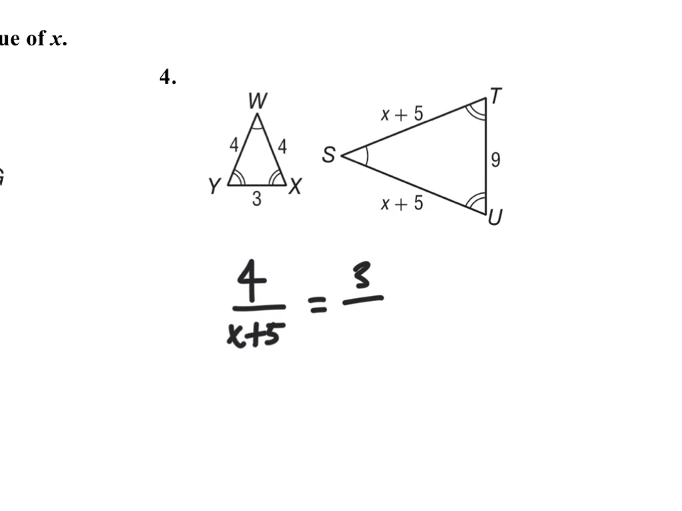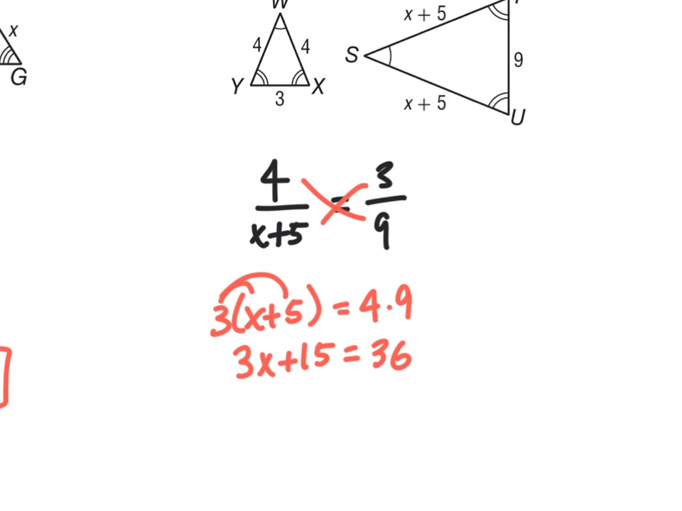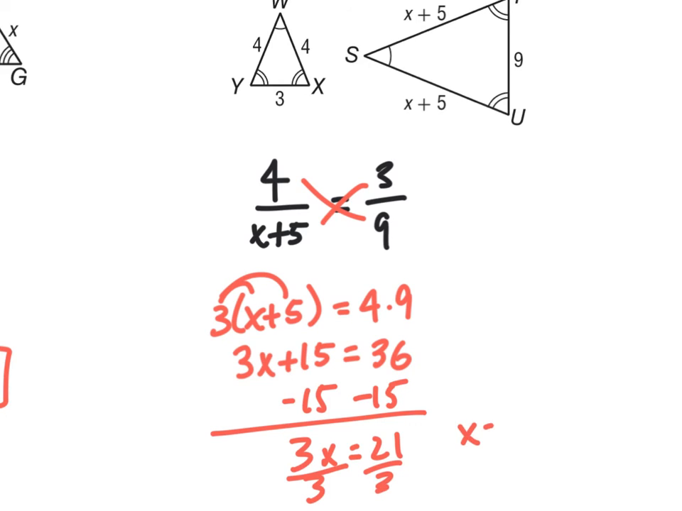And so I get 3 divided by 9. And so I'm going to go ahead and cross multiply here, and I get 3 times x plus 5. So 3 times the quantity x plus 5 is equal to 4 times 9. Okay, and so we can distribute our 3, and we get 3x plus 15 is equal to 36. Okay, and then if I subtract 15 from both sides, I end up getting 3x is equal to 21. Then I divide by 3 and divide by 3, and so x is equal to 7.